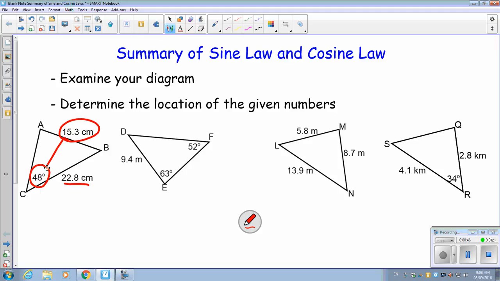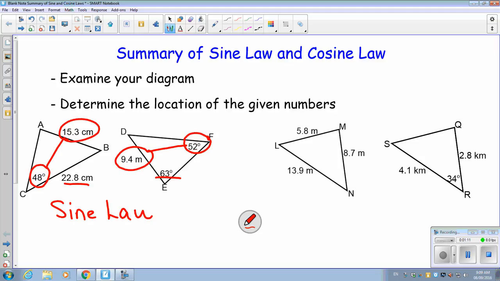And if I look at the next picture, the same thing happens. There's an angle labeled across from a side and plus one other thing. That one other thing is an angle this time. Whenever that happens, when you have a pair across from each other, an angle and a side that are across from each other, plus one other number, that's always the sine law.